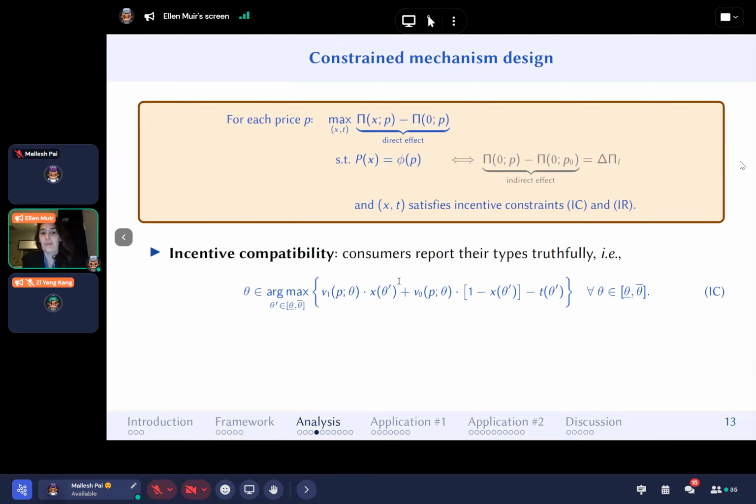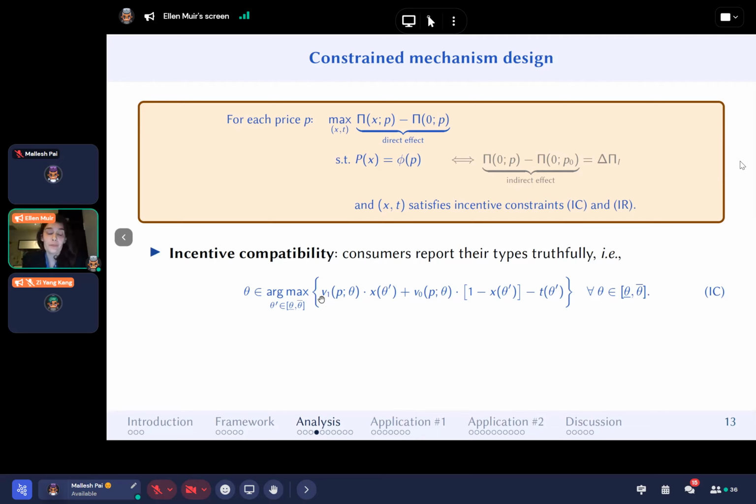So incentive compatibility, very naturally, is the constraint that ensures that each consumer reports their type truthfully. And then from a consumer's perspective, their payoff depends on their type. It depends on the allocation in the design market or in the primary market, and then it also depends on the price P in the aftermarket. And then by assumption, the dependence on the price P in the aftermarket appears through the dependence of the continuation values V1 and V0 on this price P in the aftermarket.